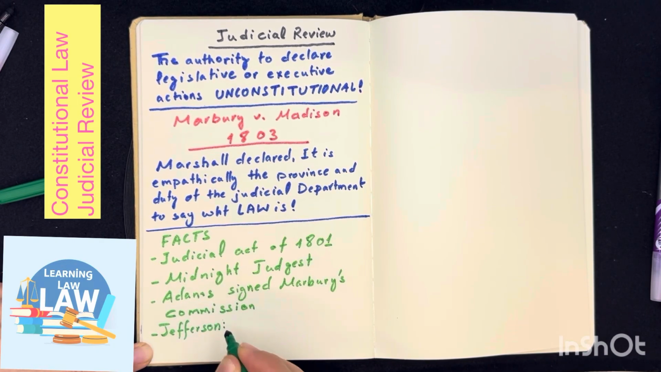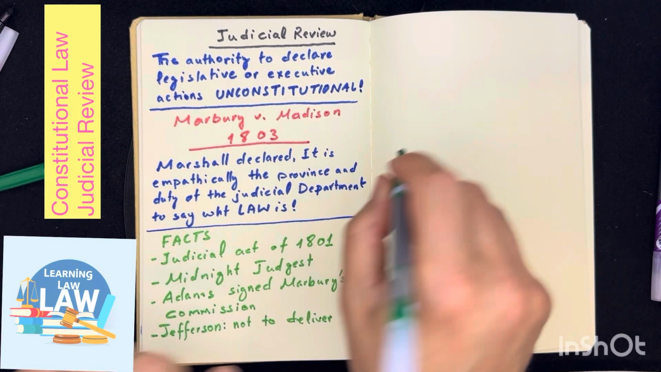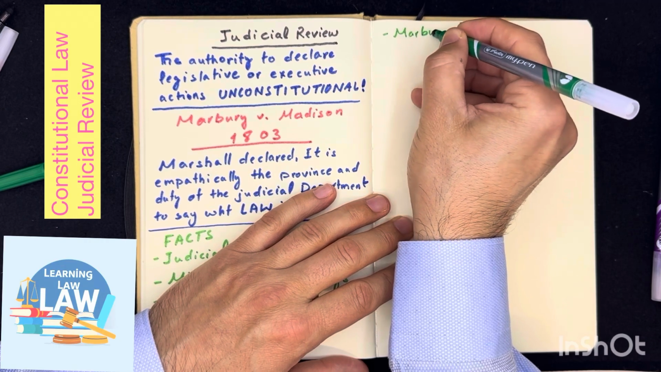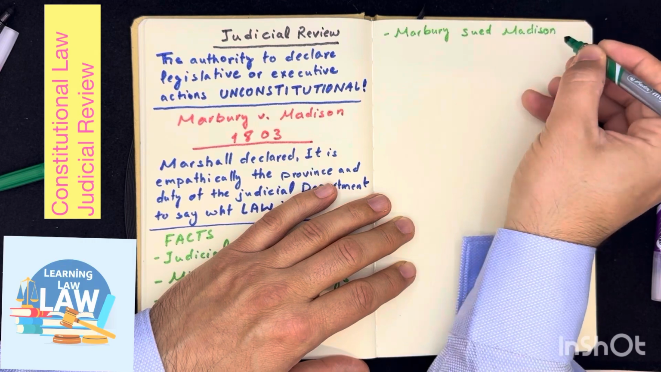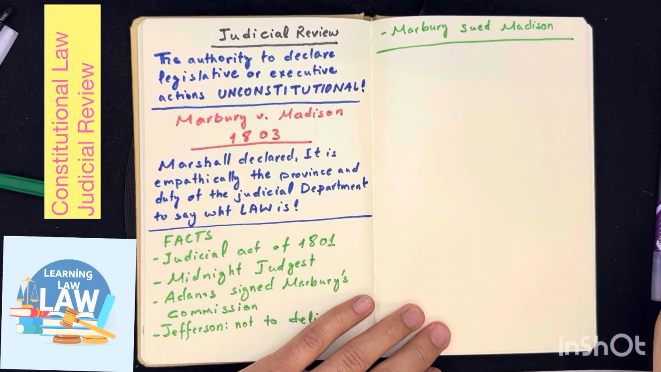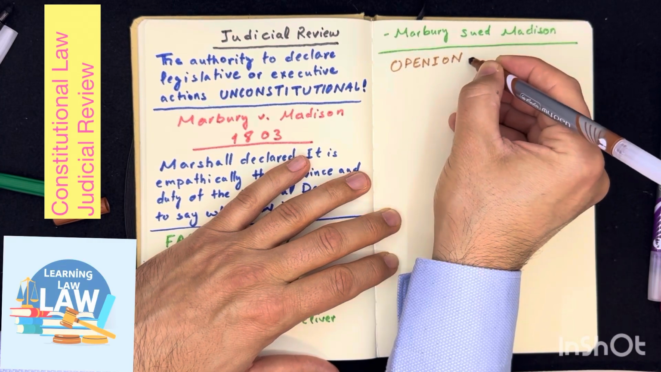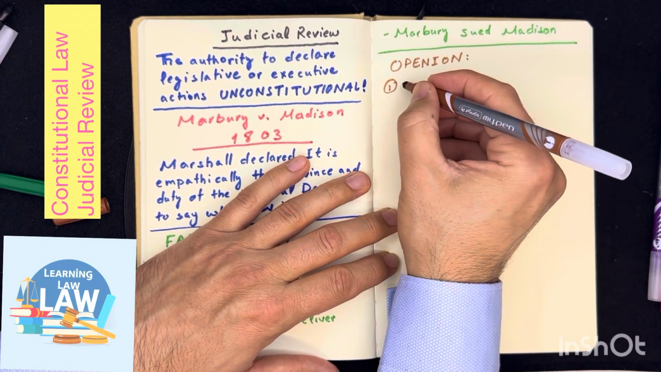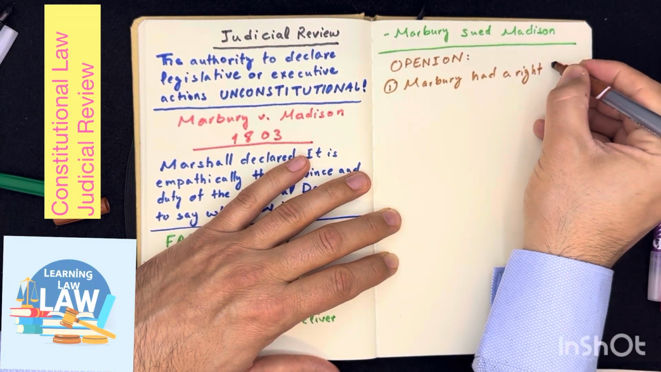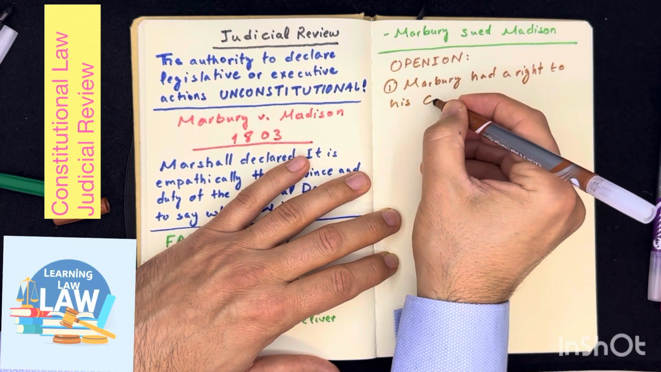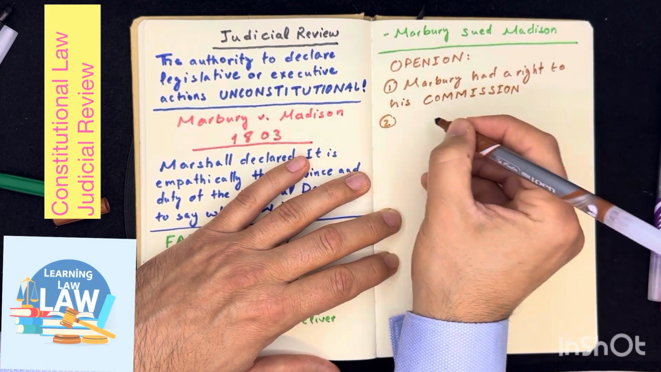Although Adams signed Marbury's commission and it was sealed, it was not delivered before Thomas Jefferson took office. Once in power, Jefferson, a Democratic Republican, instructed his Secretary of State, James Madison, not to deliver the remaining commissions. Marbury wanted his judicial position, so he sued Madison in the Supreme Court under the Judiciary Act of 1789, asking the court to issue a writ of mandamus, which means a court order forcing Madison to deliver the commission.